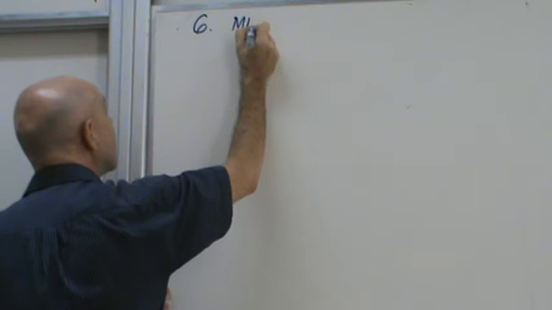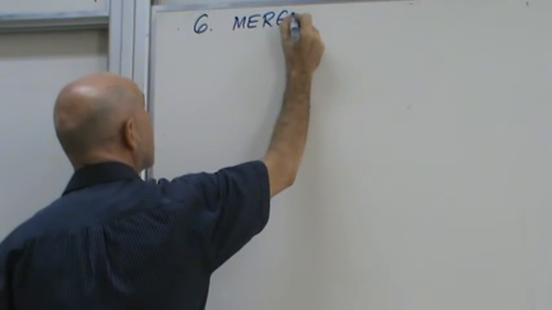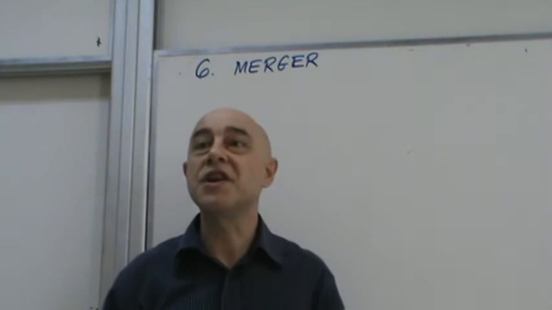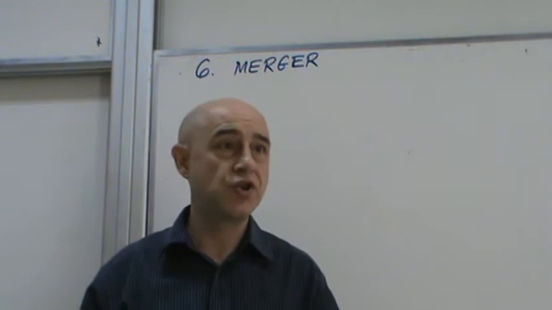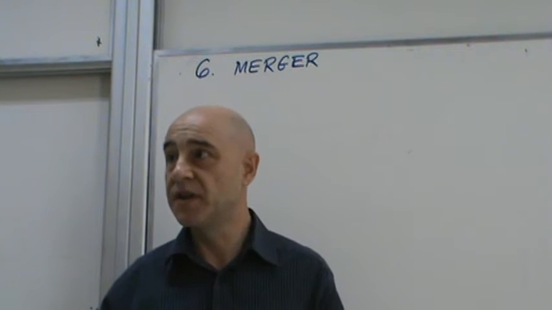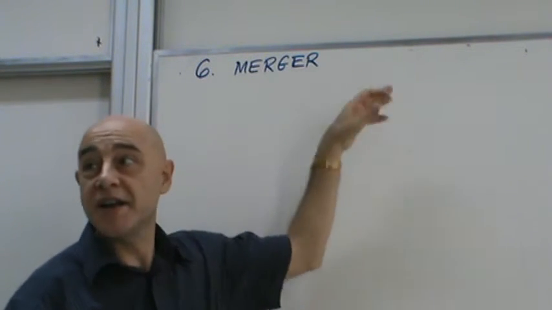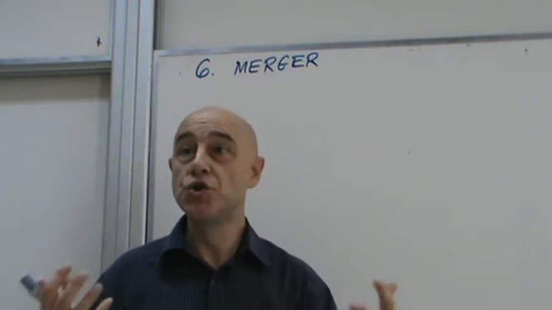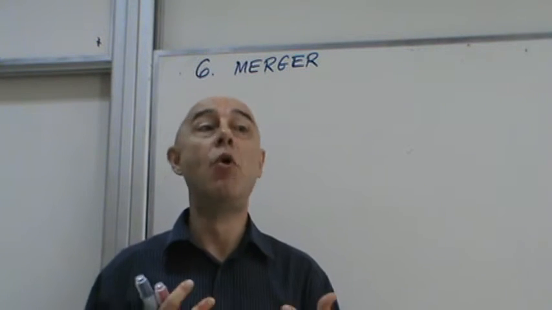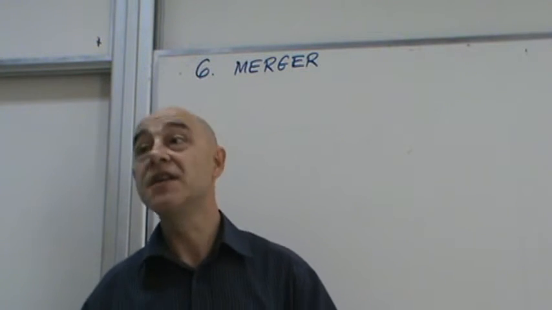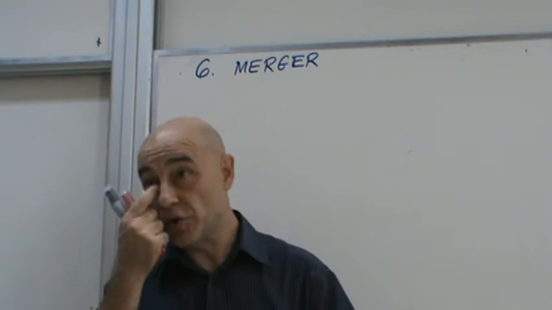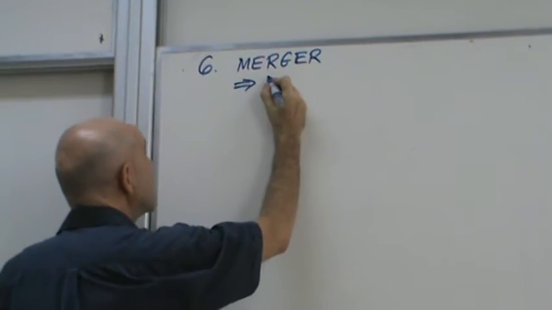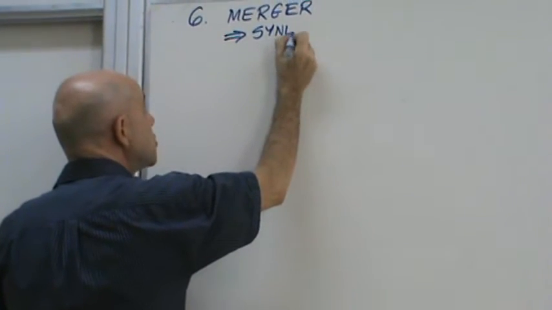A merger is like a marriage between two companies. Merger implies that they get together. Hopefully, the two companies will be more valuable than each company separately. So the sum total will be better. This, I think I've discussed, is called synergy.